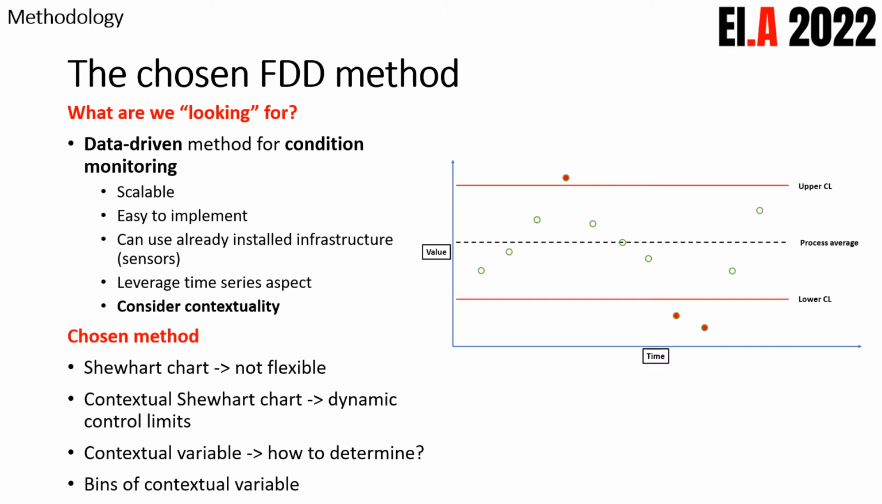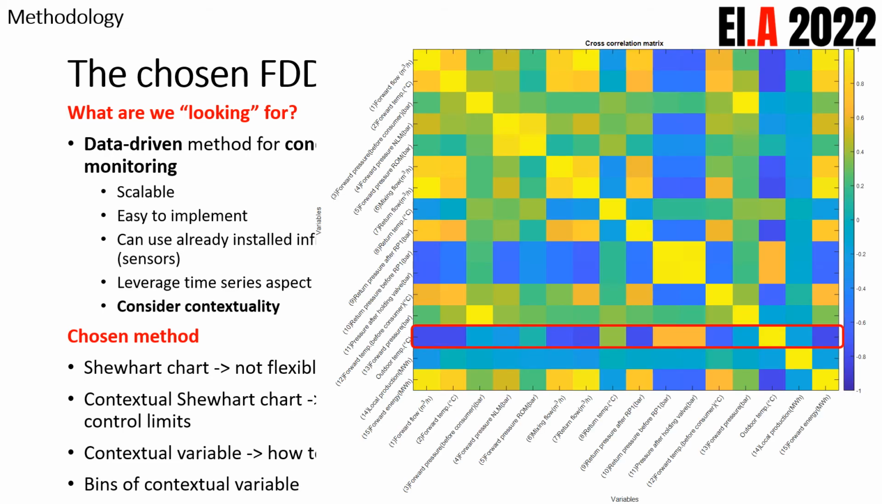So I'll talk about the intervals later. First, how to determine the contextual variable. Here is a cross-correlation chart for the system. That is what you can use to identify what variable you want to use as a contextual variable.